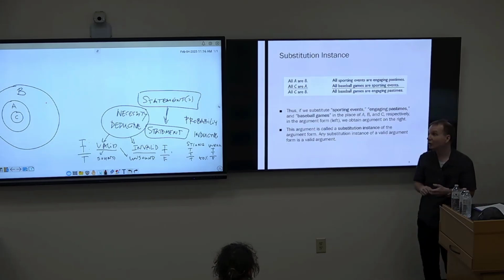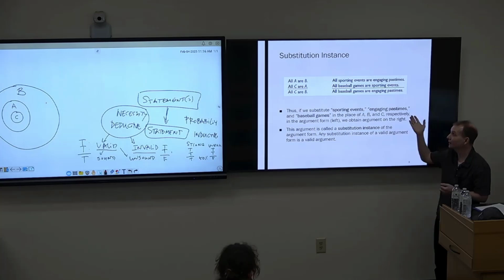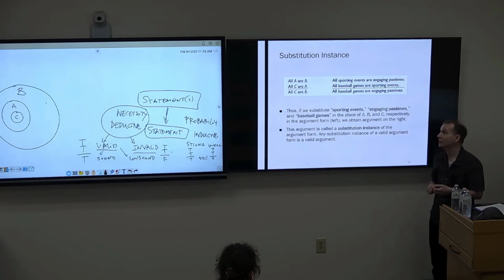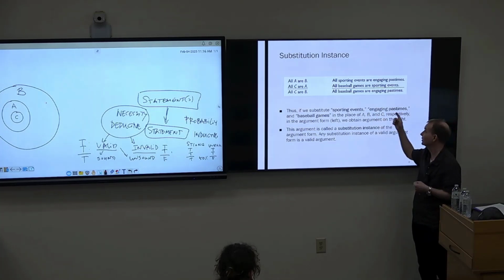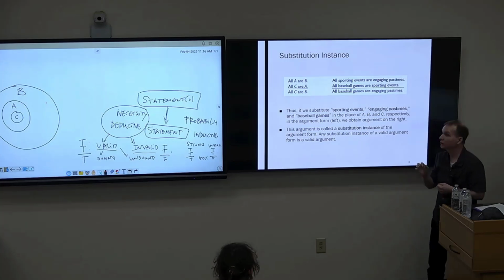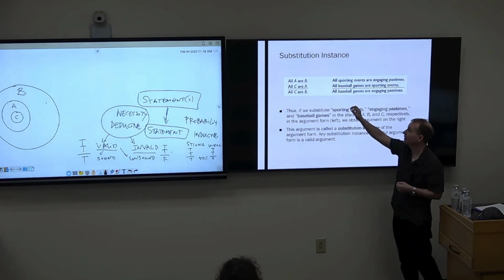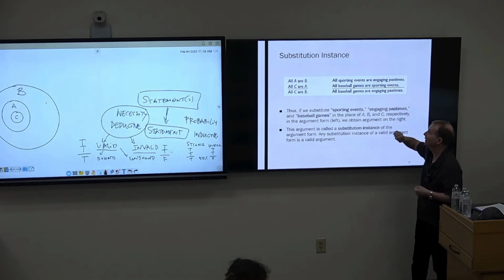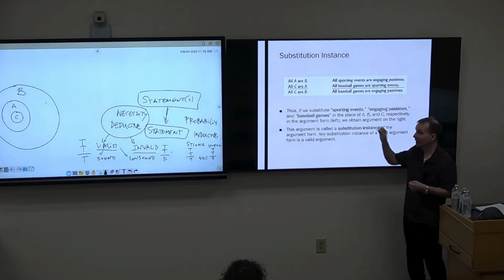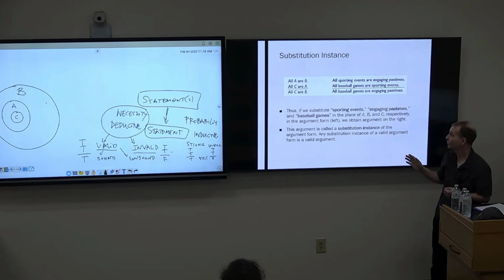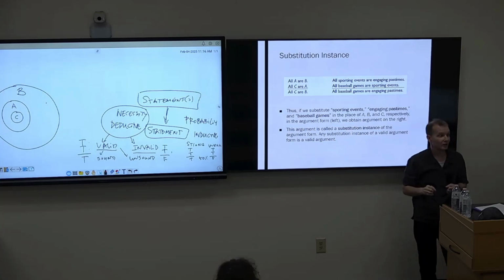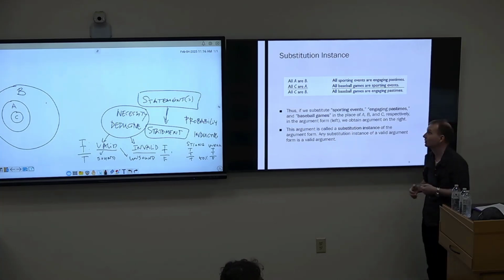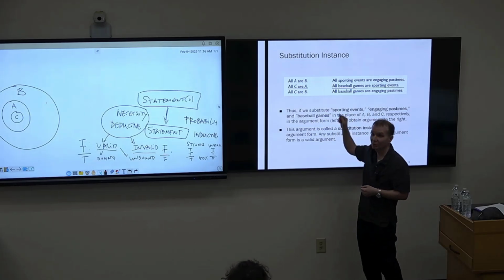So then we know also that anything we put in there, as long as we are consistent, would create a valid argument. If we replace our A, B, and C with sporting events, engage in past tense, and baseball games, as long as we are consistent, let's say we decided that A is sporting events, B is engage in past tense, and C is baseball games. Once we put them in there, that creates a valid argument. And it doesn't even matter what we are talking about, sporting events or anything else. So that's what we call the substitution instance. We took this form and we substituted A, B, and C for something else.